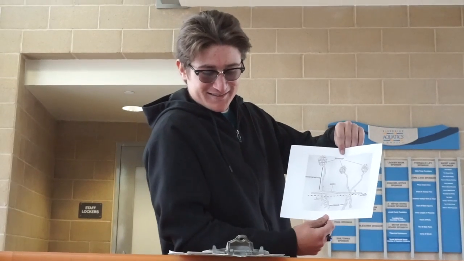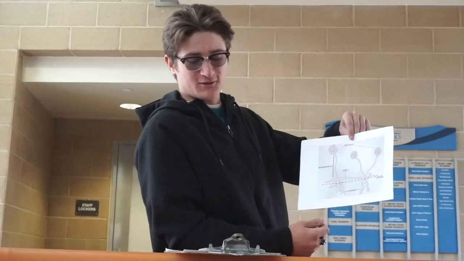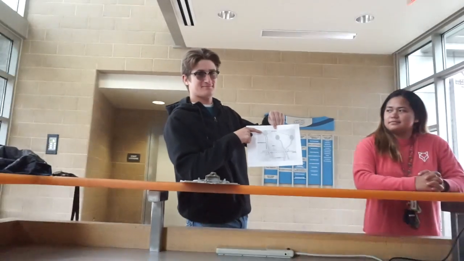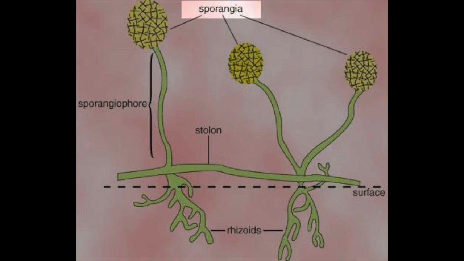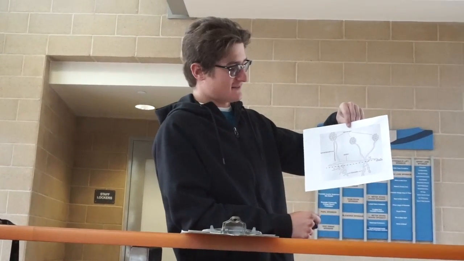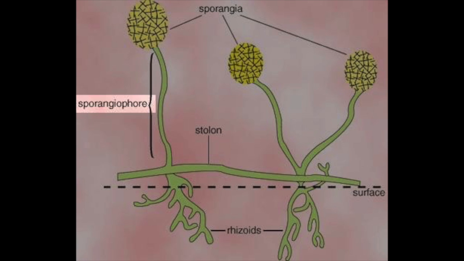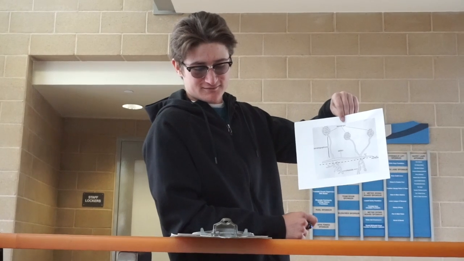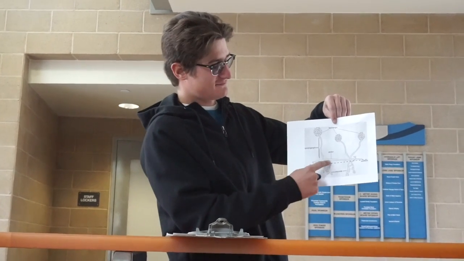This fungi has a large round head called a sporangia that looks like this, on a thin stem called a sporangiophore that looks like this. He might be connected to others with a stolon shown here.